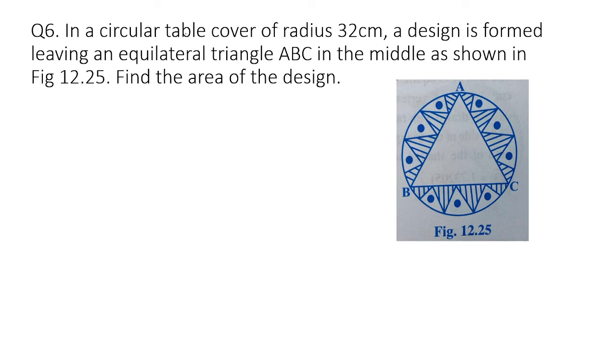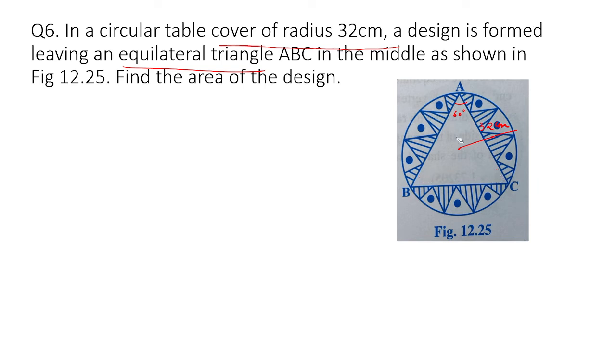In the question they have given us a circular table cover of radius 32 centimeters. So from this center to this end is 32 centimeter. And this triangle is an equilateral triangle, which means all these sides are going to be equal, and all of these angles are 60 degree, 60, 60. Triangle ABC is an equilateral triangle. Now we're asked to find only the design.